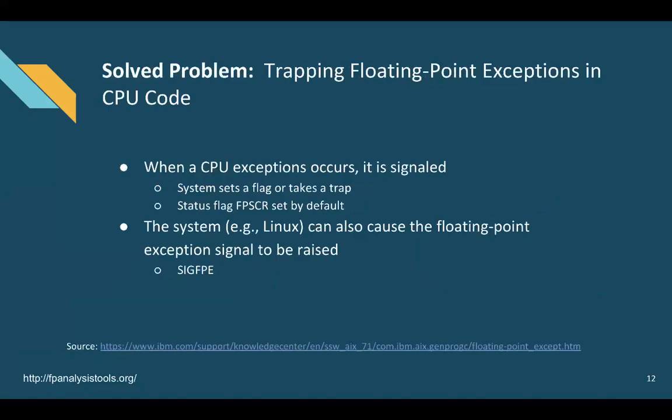Okay, so moving to exceptions in GPUs. If we look at the problem of trapping floating point exceptions in CPU code, that's a solved problem. When we have a CPU exception, the system can set a flag, or it could take a trap. You could get a register set as well. For example, in a Linux system, it can also cause the floating point exception signal to be triggered by the system, and then you can catch these using a signal handler, for example. So it's not a problem for CPUs.